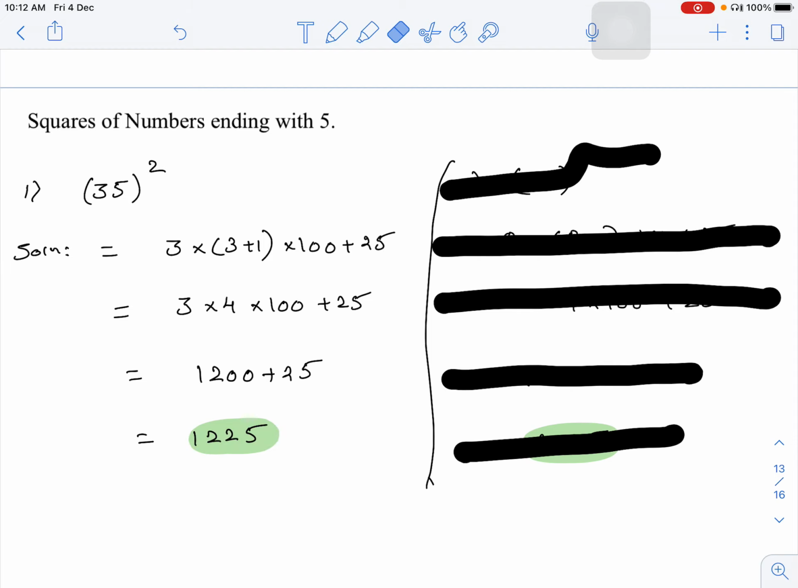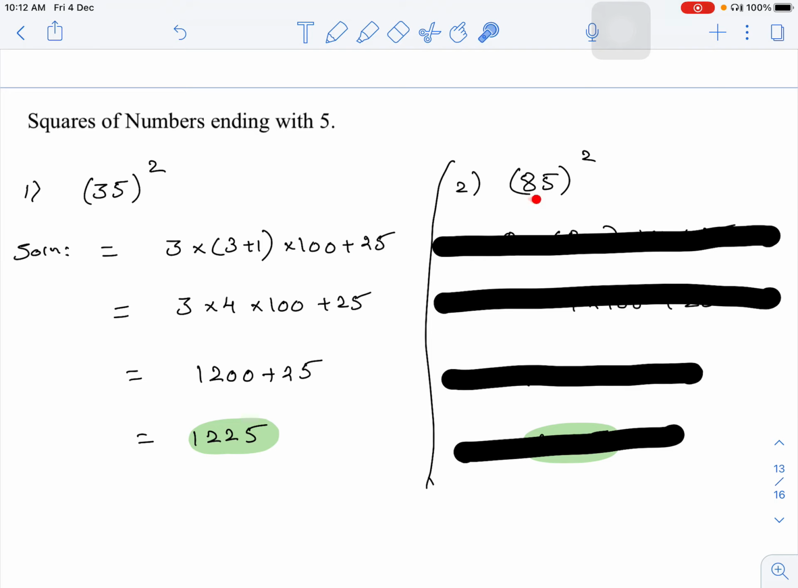Okay, so what we have done is we have written the numbers other than this digit 5. There was only 3. Now 3 multiplied by one more than this number, that is 3 into 4, into 100 plus 25. This 25 is nothing but the square of this 5. Okay, let us consider one more example, then it will be easy for you.